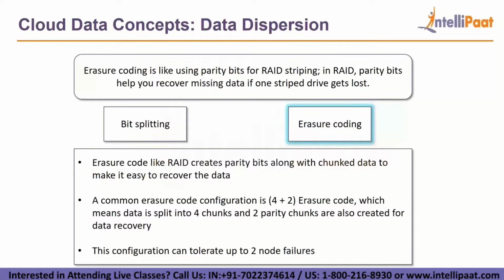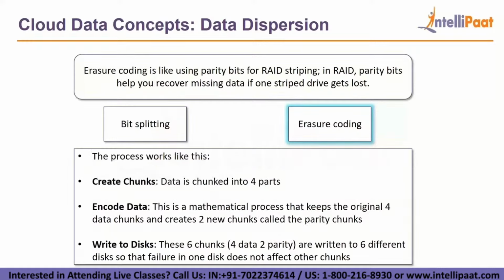This configuration can tolerate up to 2 node failures. Both of them can either be parity chunks or both of them can be data chunks, or one of each. Now, if there's more than 2 node failures, then there's no way of recovering the data. Now, this is what the process looks like. Firstly, we create the chunks. Data is chunked into 4 parts. Then we encode the data.